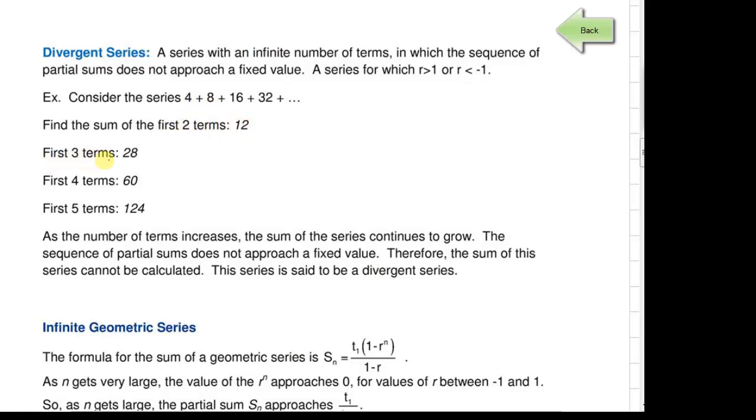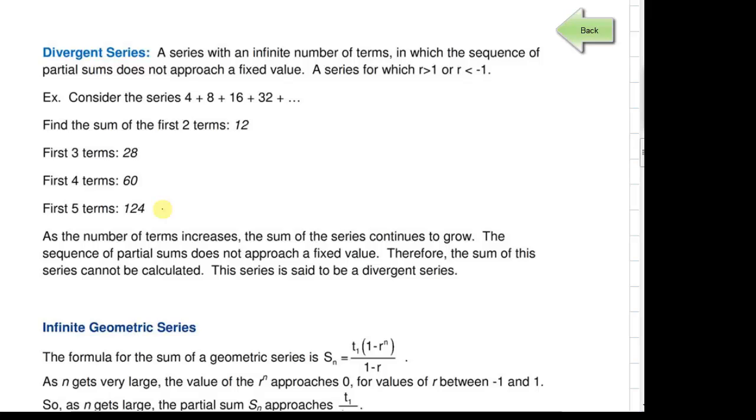The sum of the first three terms is 28. So 4 plus 8 plus 16 should give you 28. The sum of the first four terms is 60. 4 plus 8 plus 16 plus 32 should give you 60. And if you were to add up the first five terms of this particular series, you would get 124.